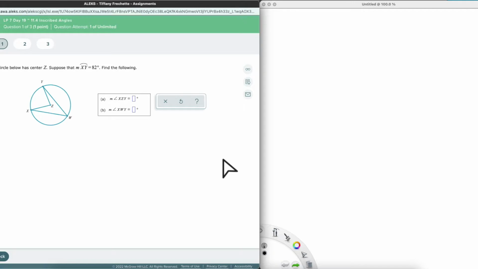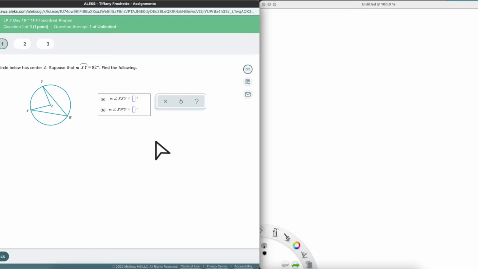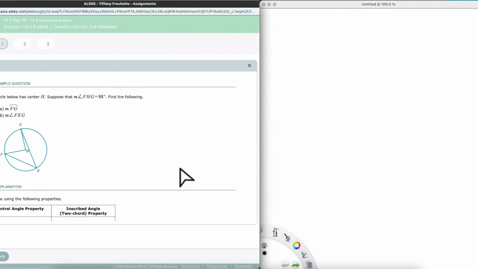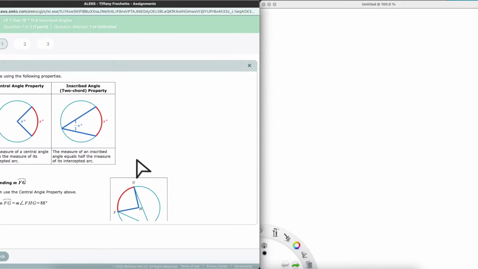All right. On the side here, we have explanation, example, and message center. Explanation tells you you're going to lose your question attempt because it's going to give you the answer to this question. So it's not going to give you the answer and then let you come type it in. Example is going to show you an example of something very similar to what we've looked at. And we've actually already talked about this on a previous video.